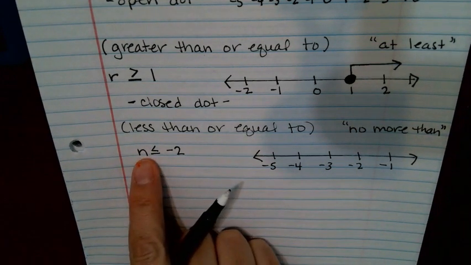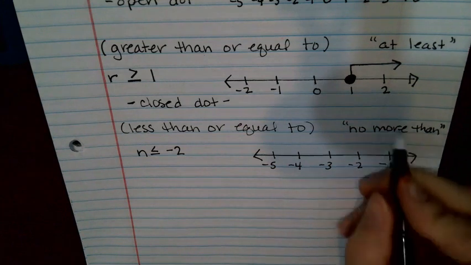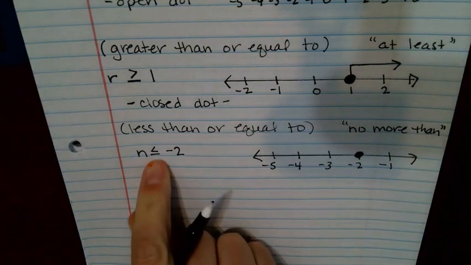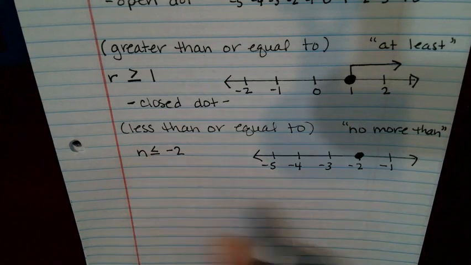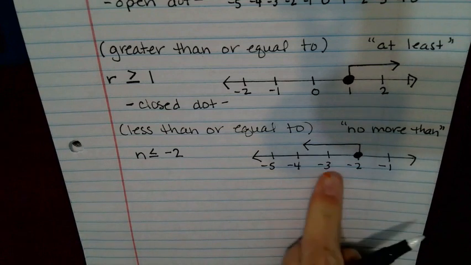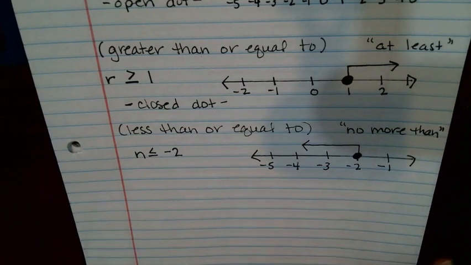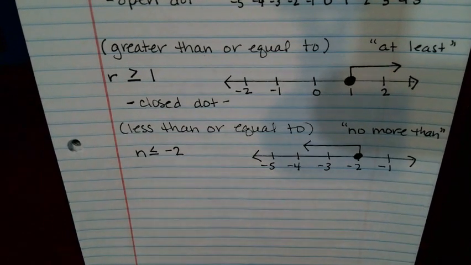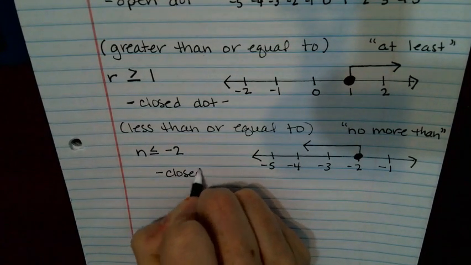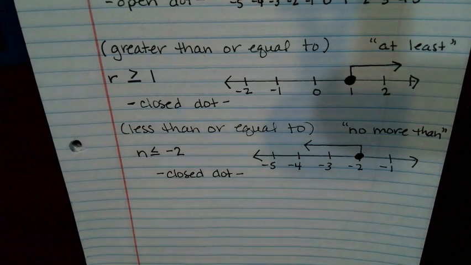Now, since n is less than or equal to, because it can be equal to, we got to put a closed dot because that means equal, but because it can also be any number less than that, my arrow has to point to the left because that's where all the numbers that are smaller than -2 live. Okay, and again, when I have less than or equal to, I have a closed dot. Okay.